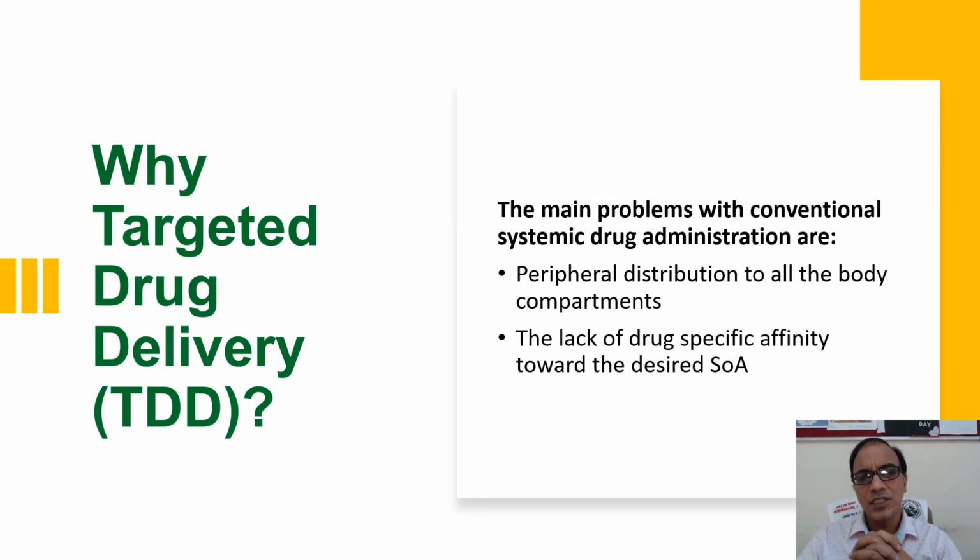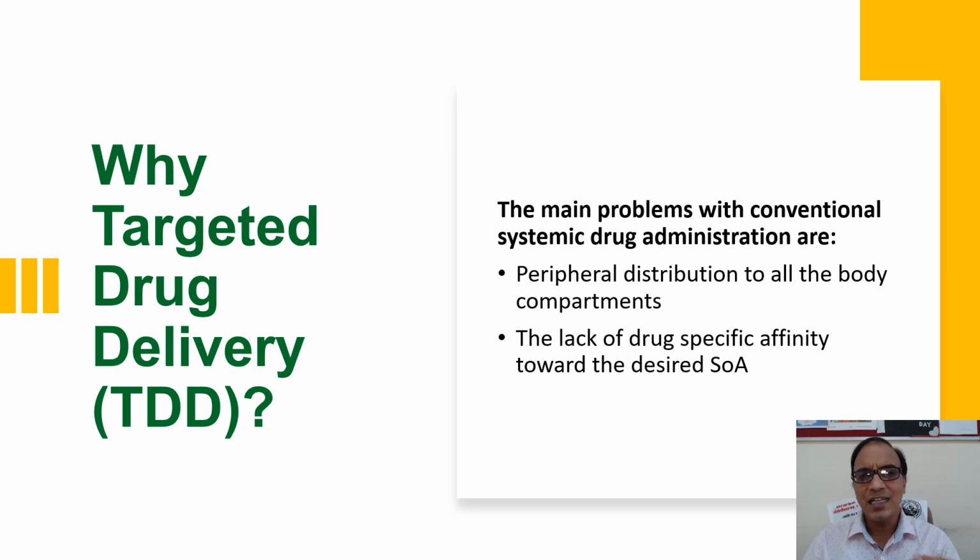Now, the question comes to our mind: why a targeted drug delivery system? The main problem we have to address first is, what are the problems with the conventional systemic drug administration? Number one, peripheral distribution to all the body compartments. When you take a particular tablet, it is going to be there in the entire body with the systemic circulation. It might be the case that it is needed only in a particular part of the body or a particular organ, but it is peripherally distributed.